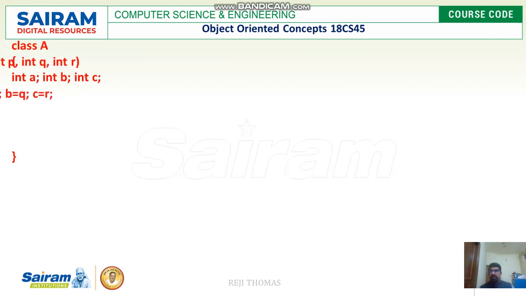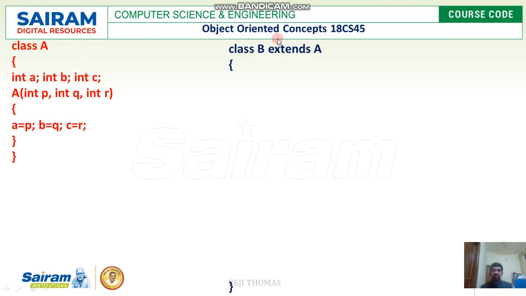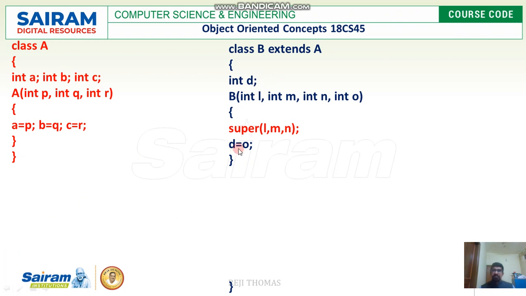So let us have again an example where you can find a class called A with 3 variables, and we call these instance variables, and A has got its own constructor. This is a constructor because the class name and the method name are the same. So this is about the first class. This is the other class. So class B extends A. Now class B is going to be the subclass, and A is going to be the superclass. It has got an instance variable, which we call D, and it has got its own constructor with the 4 parameters L, M, N, and O.